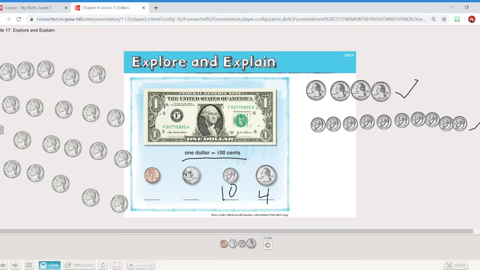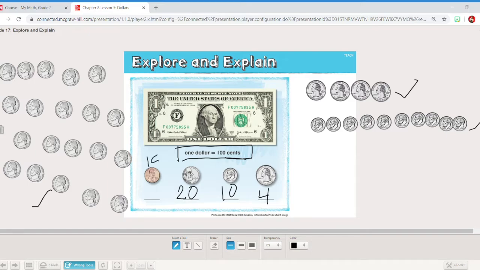I tried to keep them in rows of 5, so now I can just count by 5 to see the total number of nickels. So let's go ahead and do that. I have 5, 10, 15, 20. 20 nickels, which means my prediction was correct. We had double the amount of dimes, so it takes 20 nickels to make 100 cents, also known as a dollar. All right, now let's move on to the penny.